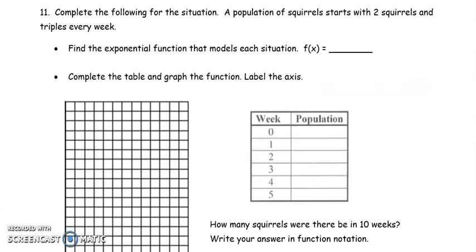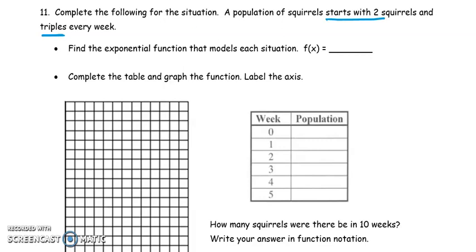Okay, so now we're going to look at our last question. So it's kind of a little bit long. It says, complete the following for the situation. I'm going to help you get started on this one, and then you're going to finish it and check it on your own. So it says, find the exponential function that models the situation. So it says a population of squirrels starts with, that's important, starts with 2 squirrels, and it triples every week.